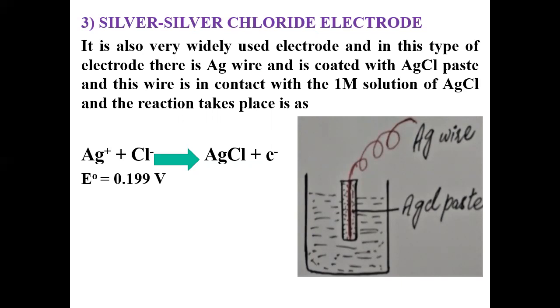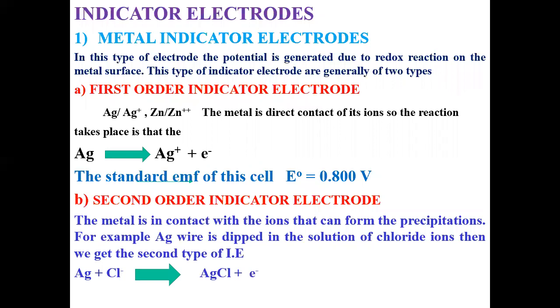Now coming towards the different types of indicator electrodes. There are three different types of indicator electrodes which are used in potentiometric titration. First one is the metal indicator electrode. The second type is the inert electrode, and the third type is the glass membrane electrode. So coming to the first one, what is a metal indicator electrode? In this type of electrode, the potential is generated due to redox reaction on the metal surface.